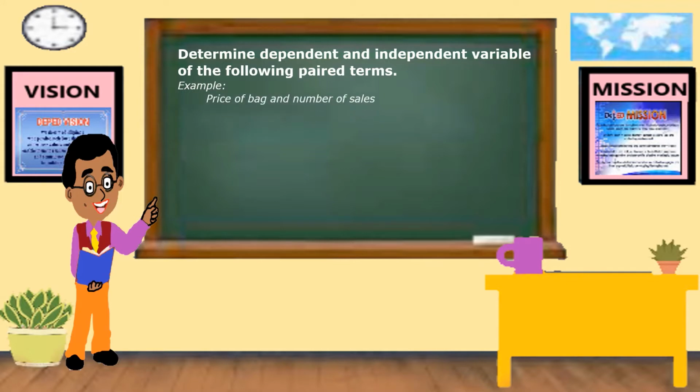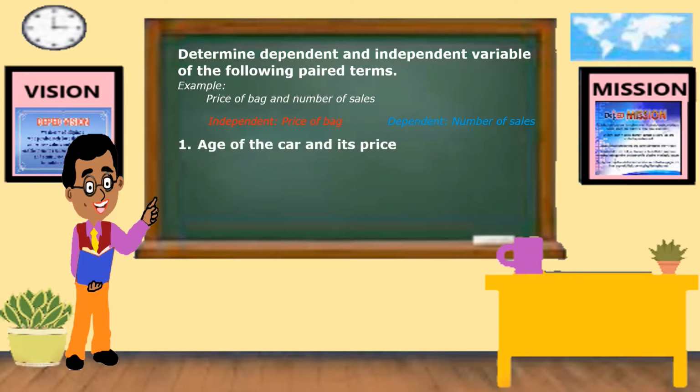Example, the price of bag and number of sales. The independent here is the price of bag, meaning if the price is too high, it will affect the dependent variable, which is the number of sales. And also, if the price is too low, then it will also affect the number of sales.